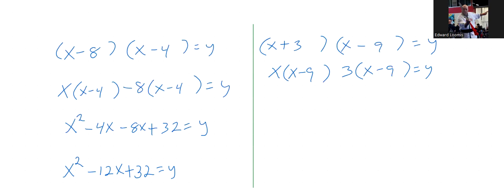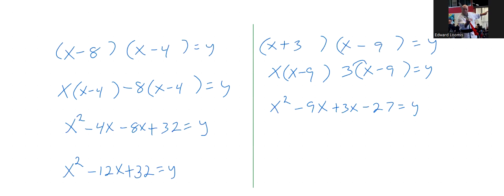I'm going to take x times x is going to give me my x squared. x times 9 gives me 9x. Positive times negative makes that a negative 9x. 3 times x is 3x. Positive times positive makes it a positive 3x. And 3 times 9 is 27. Positive times negative makes that negative. And that whole thing is equal to y.